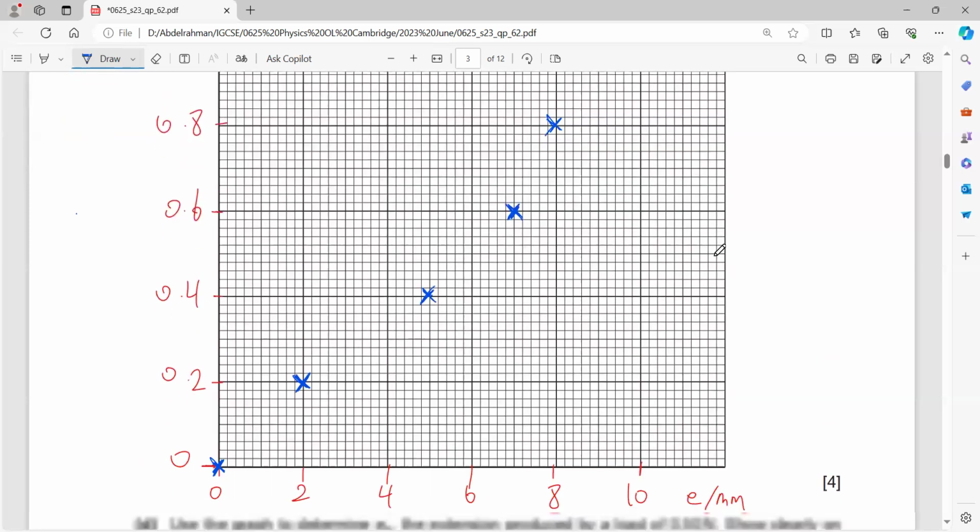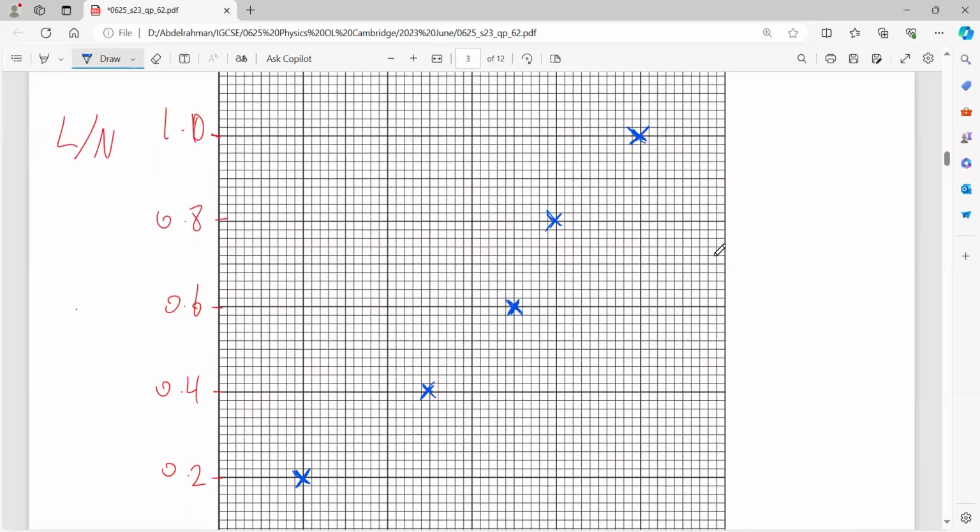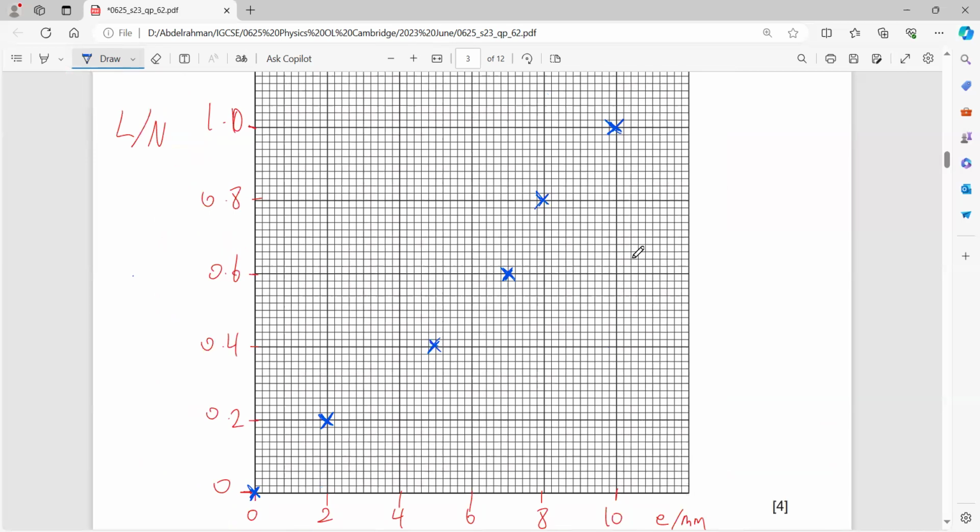Use the graph to determine the extension produced. We need to draw the line of best fit. Let's zoom out a bit. If you draw the line of best fit, let's draw a simple line this way.